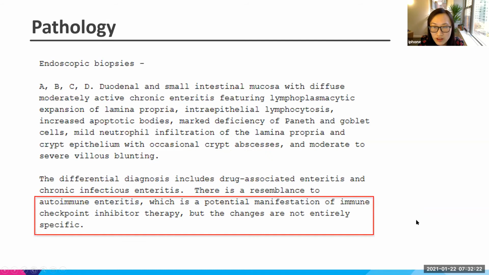I don't know if Dr. Howe is on the line to review some of his pathology, about what the overlapping features are, perhaps, between both infectious enteritis and immune-mediated or drug-associated enteritis. Yeah, I'm here. Okay, thank you.